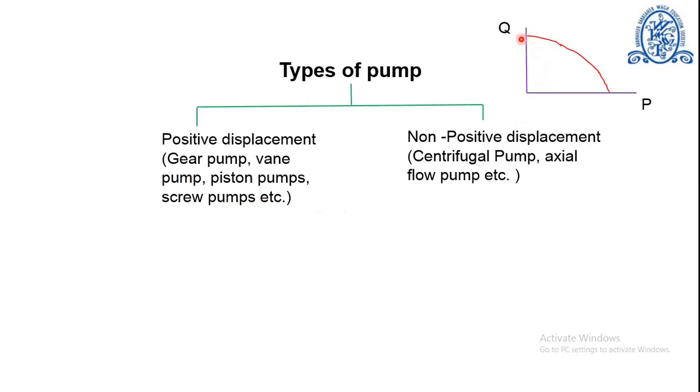In non-positive displacement pumps, the pump flow rate decreases as the system pressure increases, and at a certain value of pressure, pump delivery becomes zero. And hence, these pumps are mainly used for low pressure applications up to 20 bar and also as booster pumps.